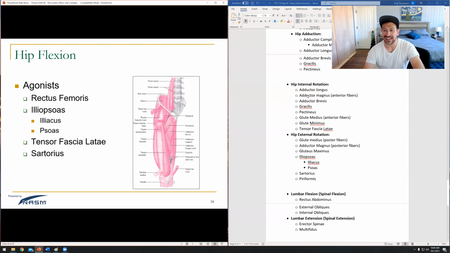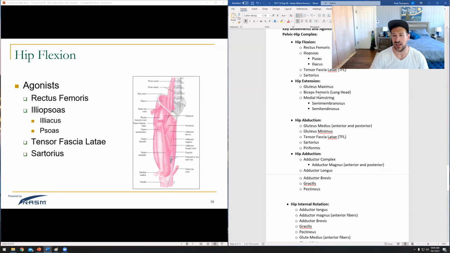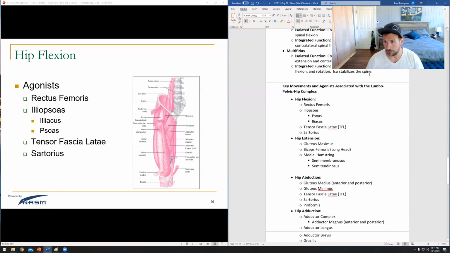So our agonists for the abduction, or I'm sorry, for hip flexion. This is your hip flexor complex. It's going to be your rectus femoris, the big one that was also a quad muscle. The iliopsoas, that's your iliacus plus your psoas. The tensor fasciae latae, and then that sartorius muscle that does knee stabilize as well. All of those are the hip flexors.